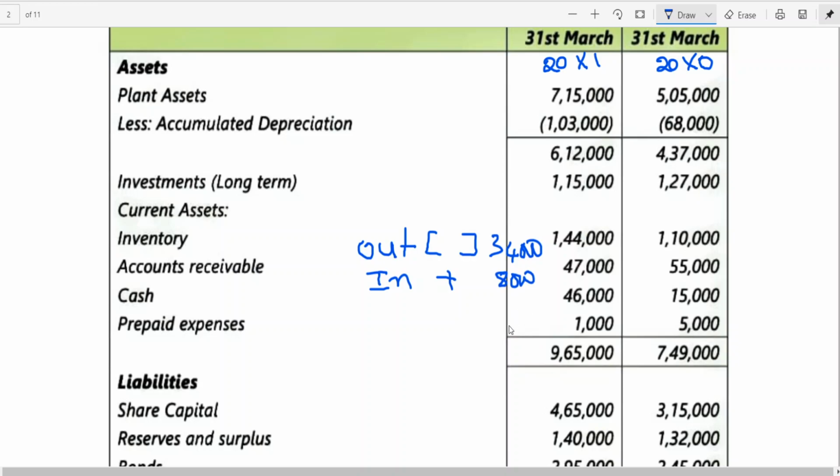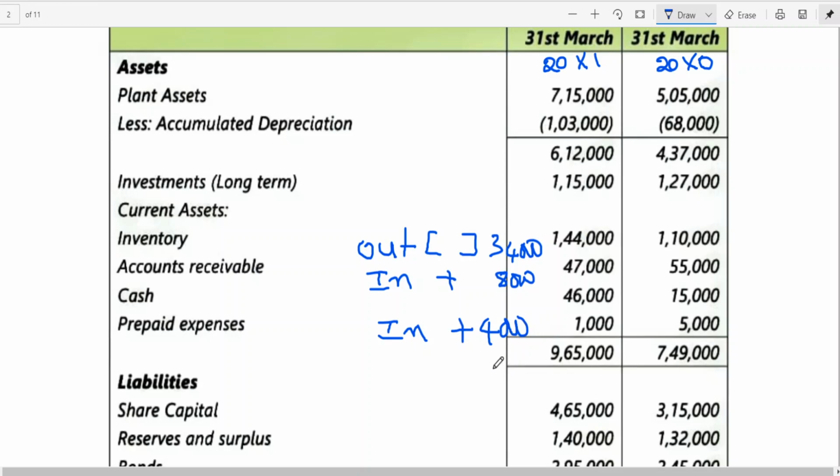Then cash we should not consider. Prepaid expenses 5,000 has become 1,000. So that means there is a decrease in prepaid expenses. When prepaid expenses are decreasing, there is an inflow. So what is that amount we need to add? 4,000 rupees is to be added. Is this clear? So I think this is about current assets.